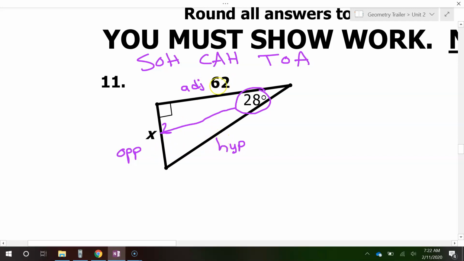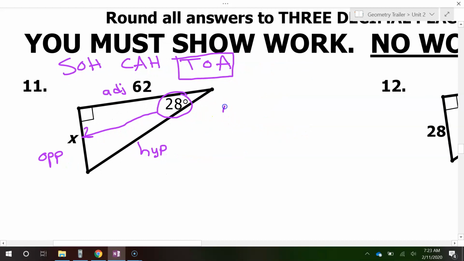Now, which two sides are we dealing with? The x is opposite and the 62 is adjacent. So which trig function involves opposite and adjacent? That is going to be tangent. Tangent is opposite over adjacent. So let's go ahead and write down tangent. Tangent of the angle. So next you put the angle that you are given. Opposite over adjacent, that's going to be x over 62.